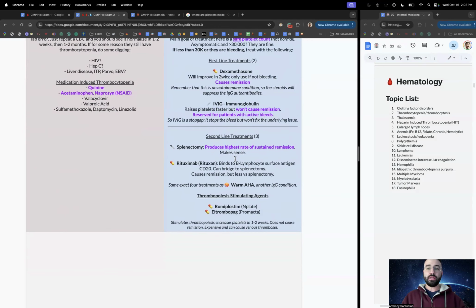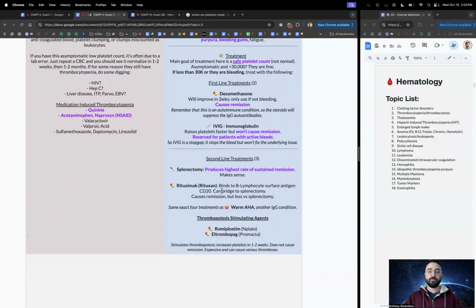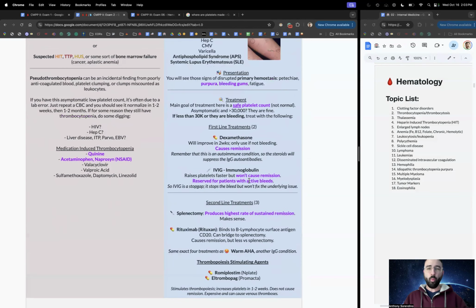Second line treatment is, here's spleen stuff. So splenectomy. Yeah, but why?